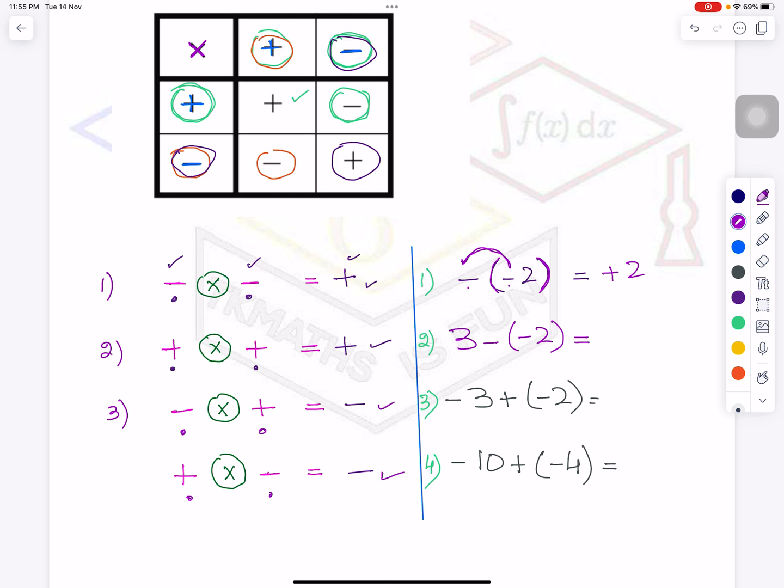3 minus bracket minus 2. Now minus will multiply by minus. Usually students make mistake here, and what do they do? They multiply 3 by 2. 3 is not multiplying. Outside the bracket it is minus. So it will be minus multiplied by minus is plus. So 3 plus 2, which is equal to 5.